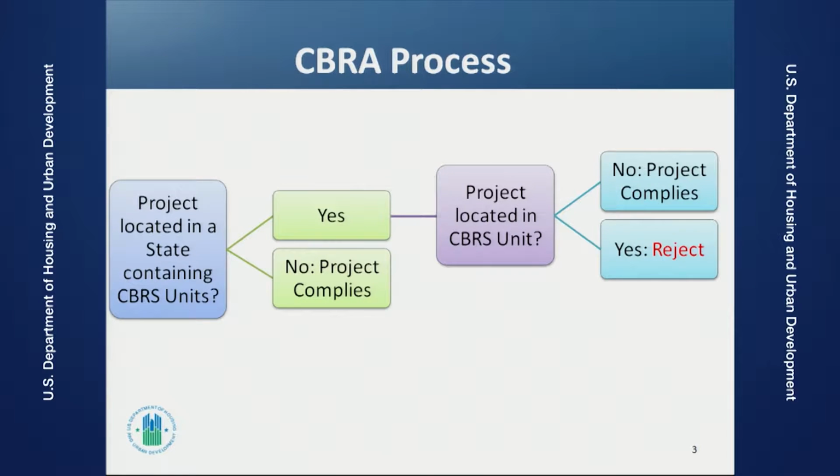Okay, this is just a little diagram of the process. Like I said, it's very simple. So the first thing that you're going to ask is whether or not you're in a state that contains a CBRS unit. If yes, then you're going to move forward. If no, your project is in compliance. So if yes, you are located in a state that contains a CBRS unit, then you're going to look to find out whether or not you're actually located in a CBRS unit. If no, your project is in compliance. And if you are, then you must reject the project.